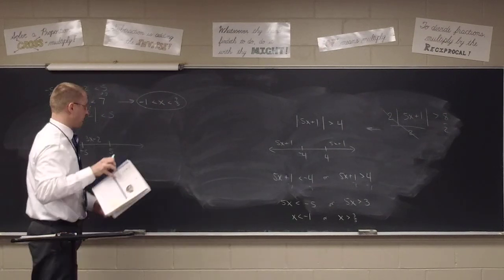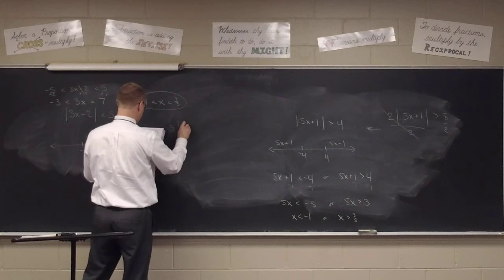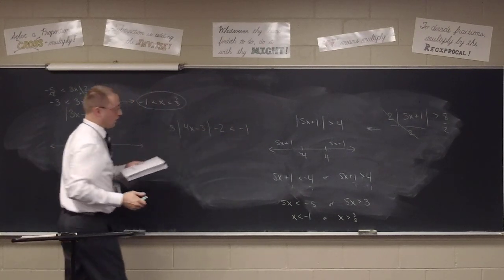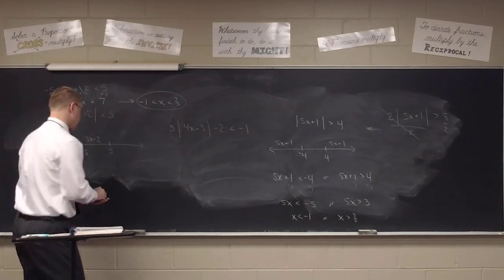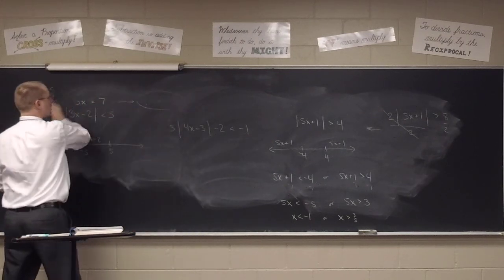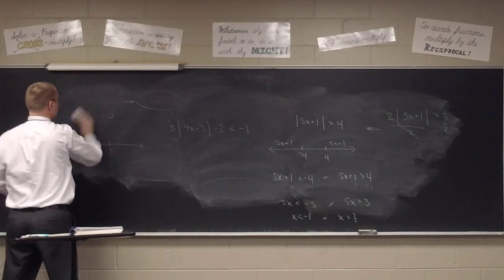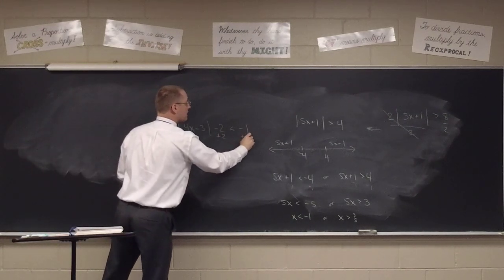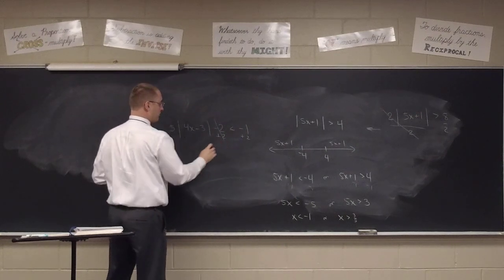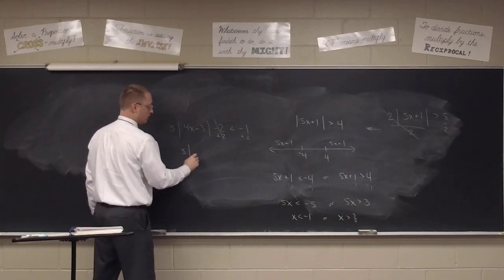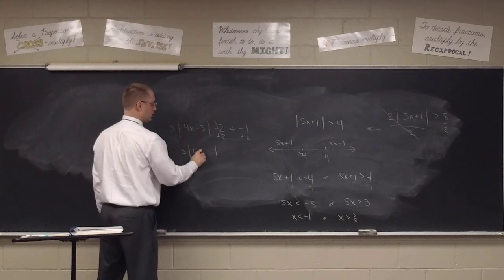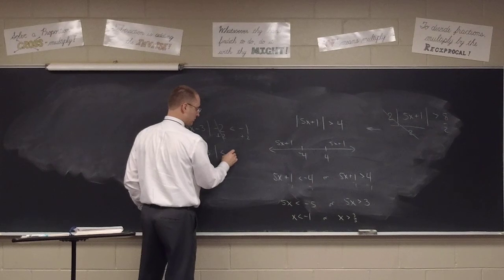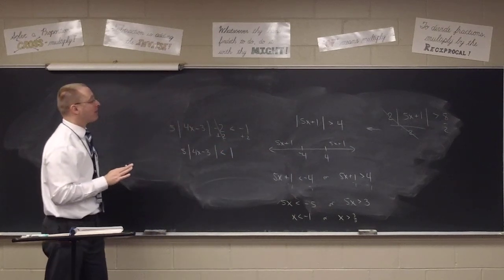Number 14. We've got a 5 times the absolute value of 4x minus 3 minus 2 is less than negative 1. Maddie, what first? Good, add the 2 to both sides, because we need to isolate this absolute value. Of course, that won't completely do it, but it'll get us a good start, won't it? That'll give me the absolute value of 4x minus 3. There we go. But I'm not ready to put my number line yet.